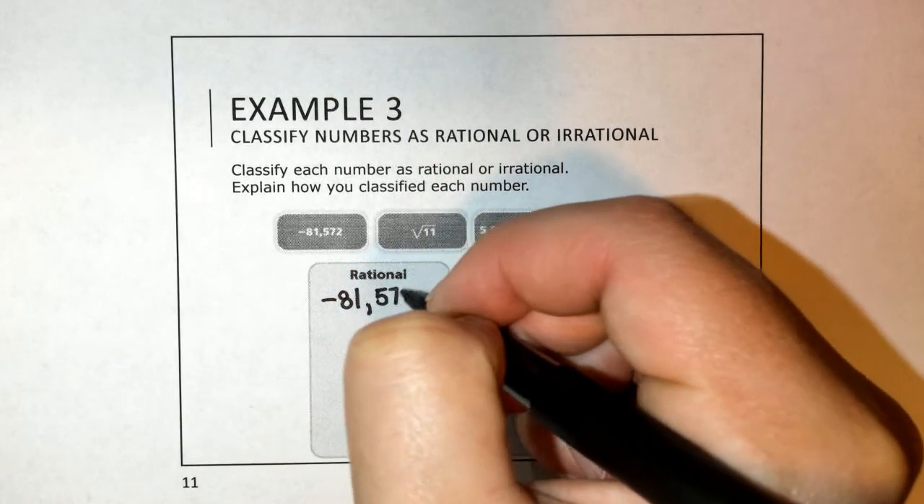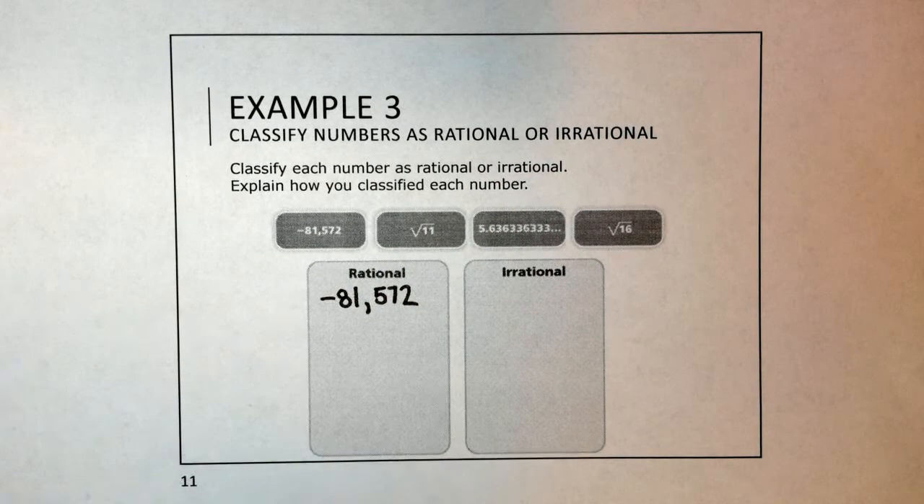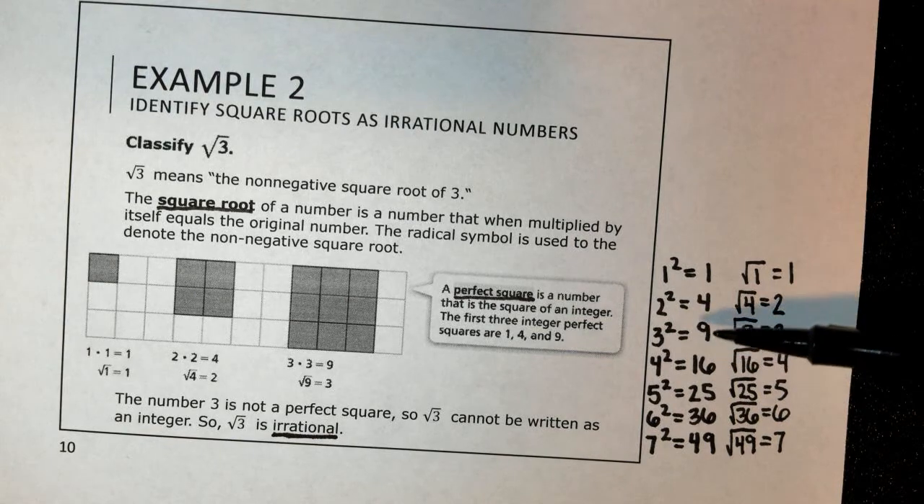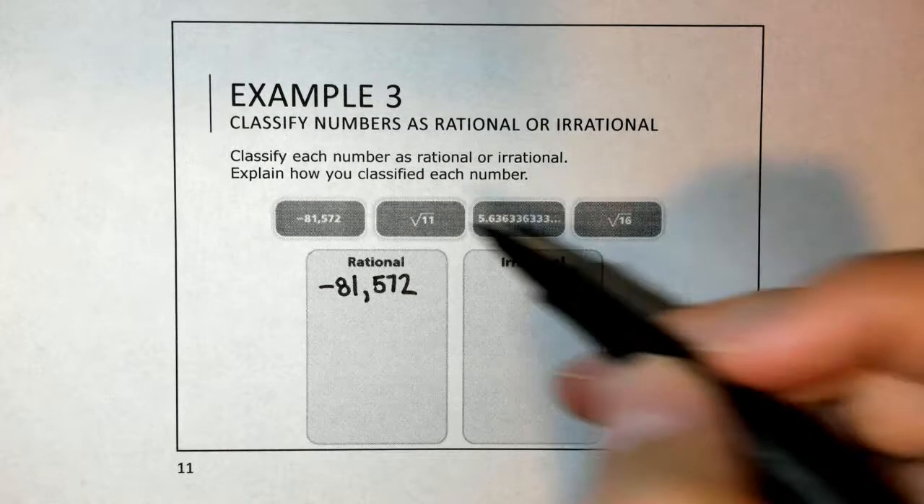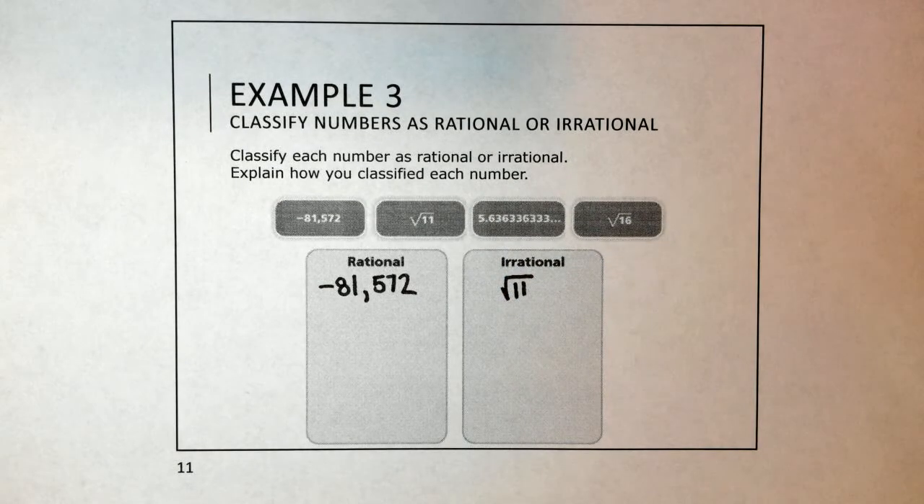So we'll put that in the rational box. The next number is the square root of 11. Now, was 11 one of our perfect squares up here? So I had 9 and 16, 11's in between there, so 11 is not a perfect square. So it can't be simplified, so that means it's going to be irrational.